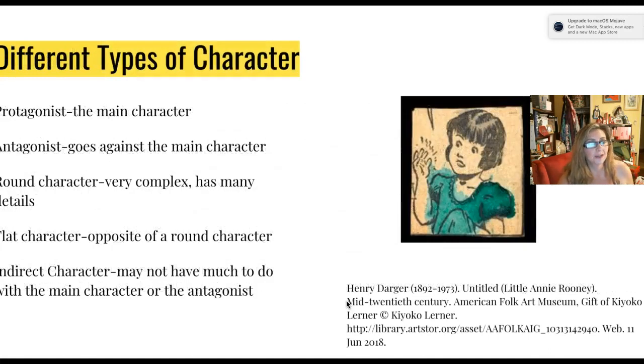Okay, so there's different types of characters. There's a protagonist, which is the main character. There's an antagonist that goes against the main character. There are round characters who are very complex and have many details. And there's the flat character, which is the opposite of a round character. And then there's also indirect characters. They may not have much to do with the main character or the antagonist, but they're just there to fill up part of the plot. Some authors use characters to fill the plot in. And sometimes some authors include indirect characters because there's a variety of experiences that the protagonist may be going through.